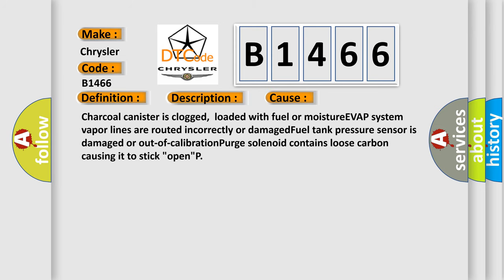This diagnostic error occurs most often in these cases: charcoal canister is clogged, loaded with fuel or moisture, EVAP system vapor lines are routed incorrectly or damaged, fuel tank pressure sensor is damaged or out of calibration, purge solenoid contains loose carbon causing it to stick open.